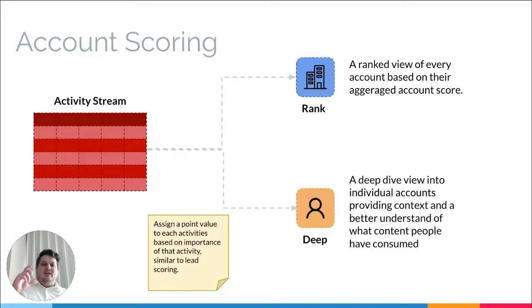There are two concepts that I like called rank and deep. Rank is an aggregated view of everything based on account ID of all the account scores. And this gives you, previously we did a 90-day rolling window. So every single day we had a refreshed view of who's most interacting with our brand and our account.